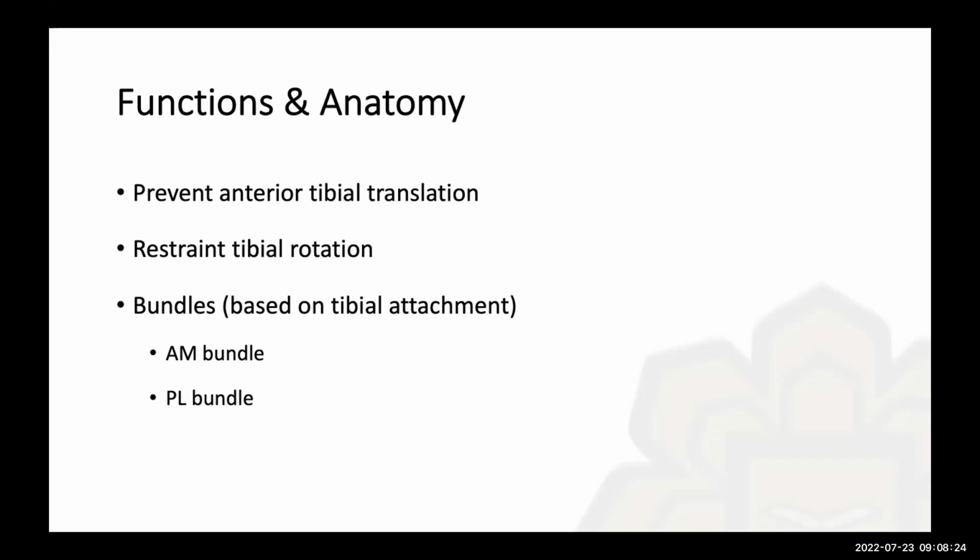And then the bundles. The ACL, as you know, consists of two bundles, named based on the location of the tibial attachment. So there is the AM bundle and the PL bundle. The AM bundle is anteromedial, the PL is posterolateral.